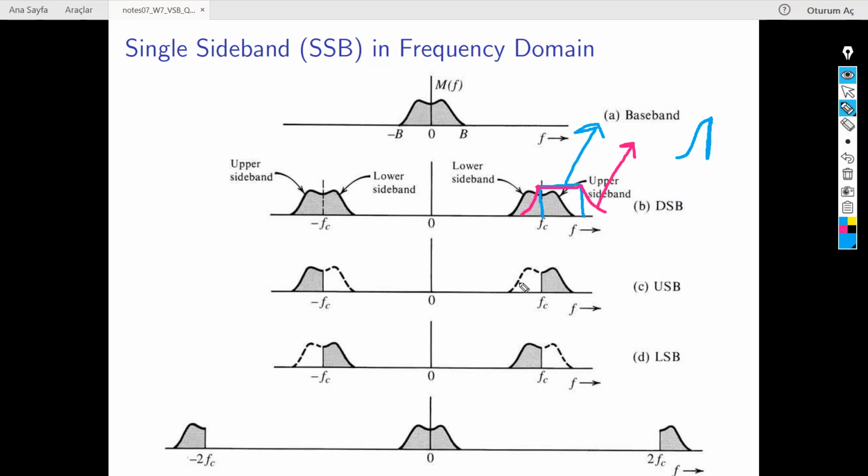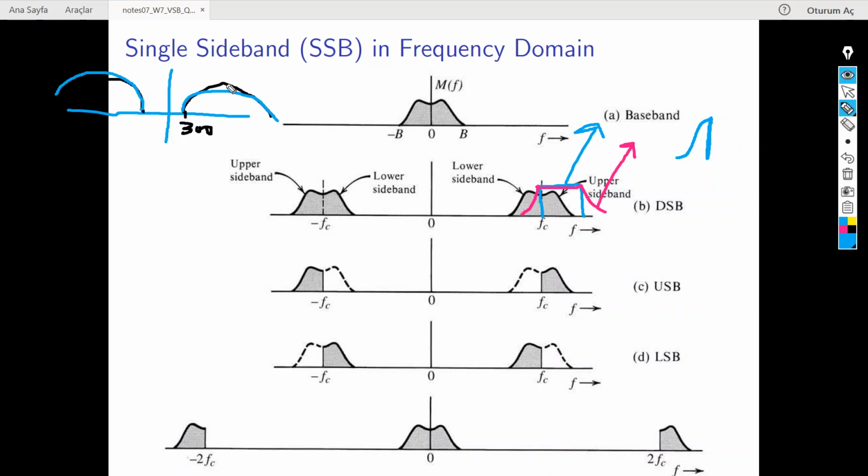For audio, the bandwidth of the audio signal usually does not start from zero. Let's take the spectrum of an audio signal. The audio signal usually starts like this, goes away from zero by, let's say, 300 hertz, and then it starts appearing. And the same here, it starts appearing. Okay, this is very nice for single sideband. This is where I can apply single sideband.